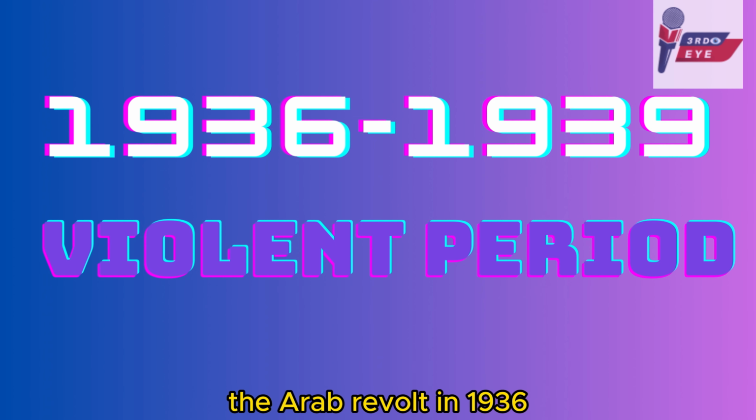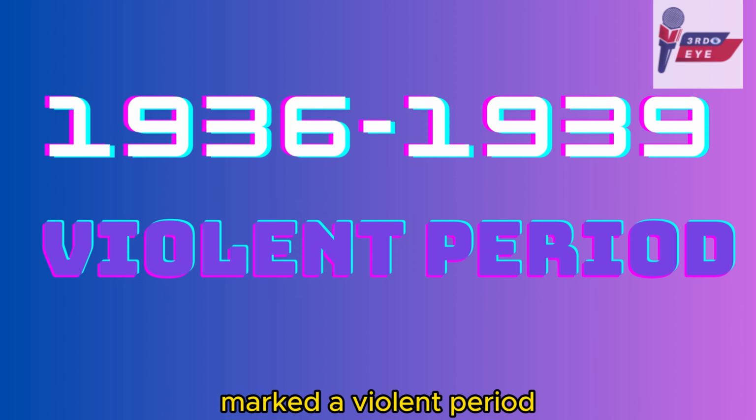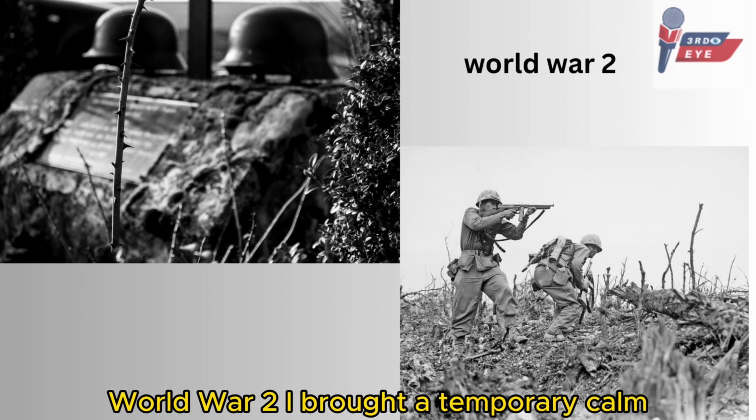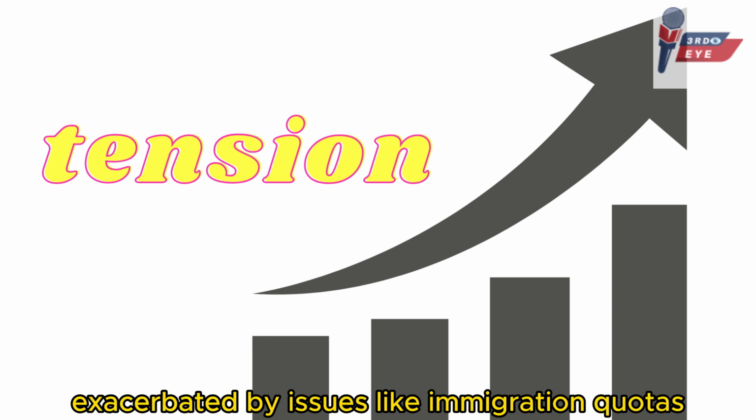1920s. The Arab Revolt in 1936-1939 and its repression by the British marked a violent period. World War II brought a temporary calm, but tensions rose again after the war, exacerbated by issues like immigration quotas.